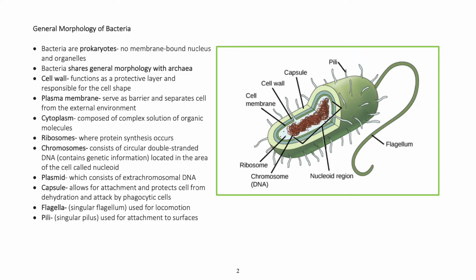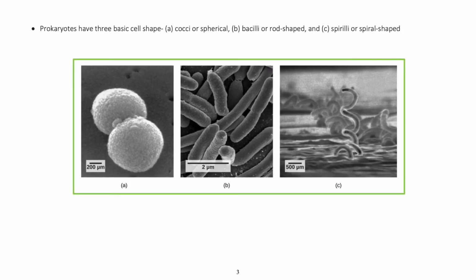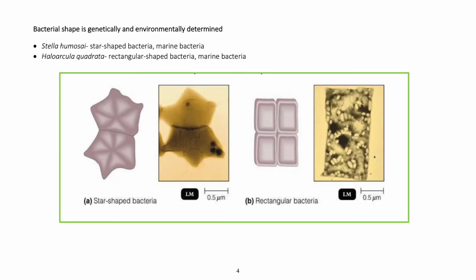Capsule. Allows for attachment and protects the cell from dehydration and attack by phagocytic cells. Flagella. Singular flagellum used for locomotion. Pili. Singular pilus used for attachment to surfaces. Prokaryotes have three basic cell shapes: cocci or spherical, bacilli or rod-shaped, and spirilla or spiral-shaped. Bacterial shape is genetically and environmentally determined.